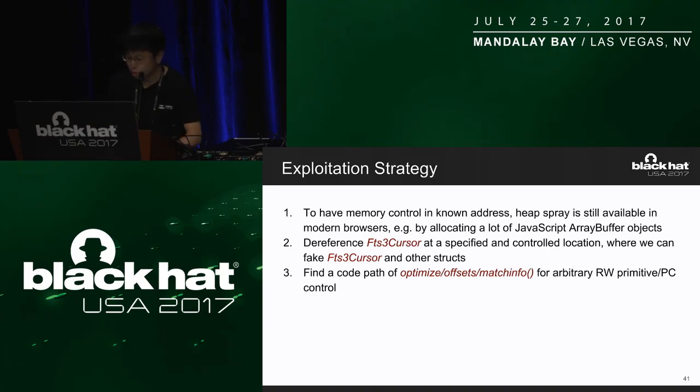Those vulnerable virtual table helper functions like optimize, offsets, match info will handle our constructed structs. Through some specific code paths, we have memory rewrite and PC control. So in the following slides, we will show some exploitation paths that we used. But it's also possible to find other code paths to achieve the same results.